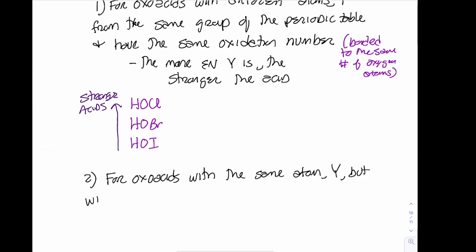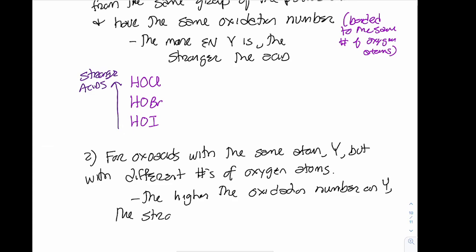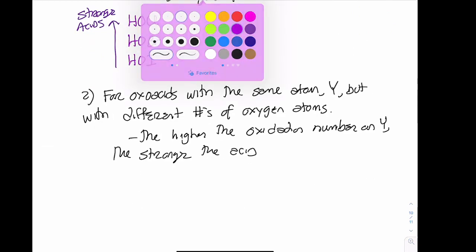But with different numbers of oxygen atoms, the higher the oxidation number on Y, the stronger the acid. Which happens to correspond to the more oxygen atoms that it has. So just kind of giving you an example here.